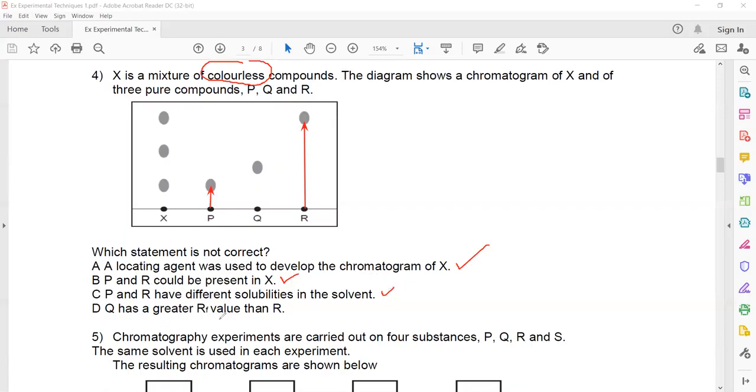Q has a greater RF value than R. That's wrong. Why? Because when you work out the RF value, if the spot moves to a greater distance, then it will have a higher RF value.